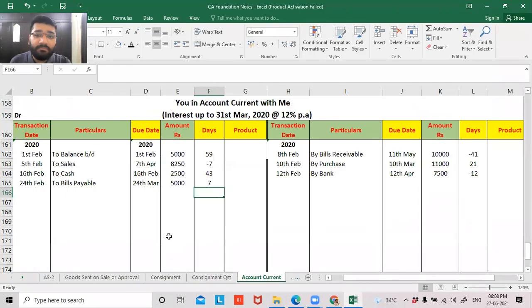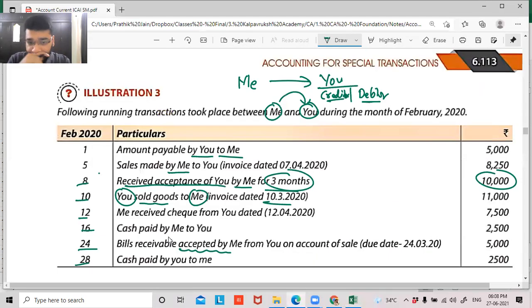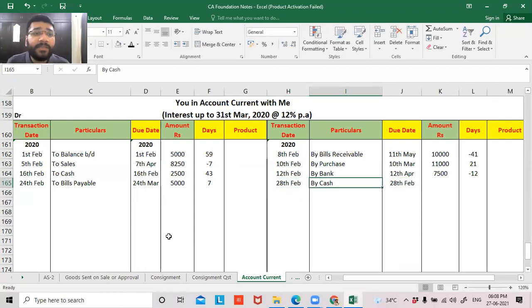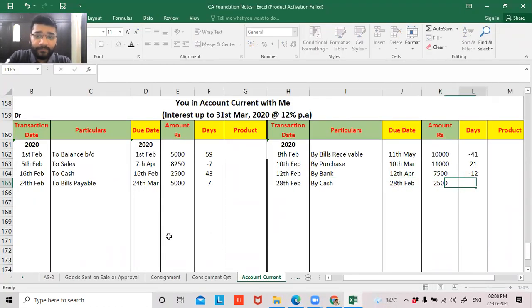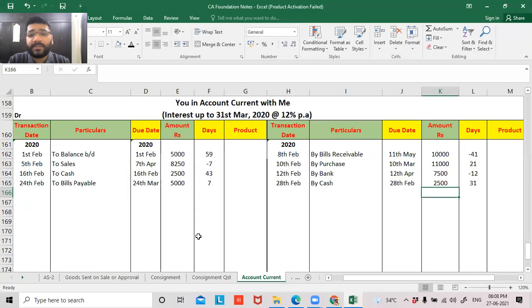Cash paid by you to me. So can I say by cash? By cash. 28th of February. Yes. The due date is not given. The transaction date is the due date. Now please tell me, the due date is falling before the account current statement date or after? Before. So your days will be positive or negative? Positive. How many days? 28 February is the last date of that month. So can I say effectively 31 days? Yes, sir. What say, guys? 31 days. Yes or no?